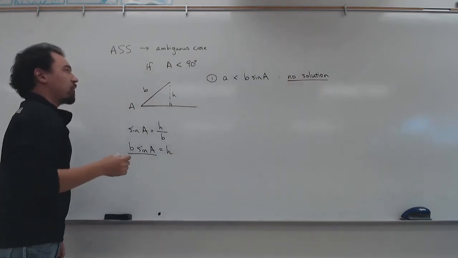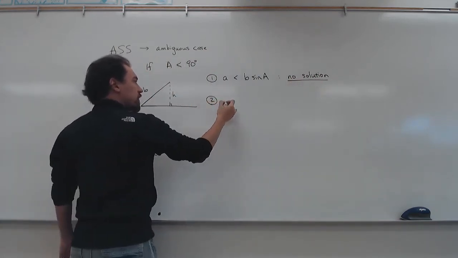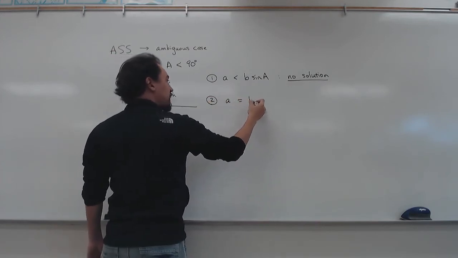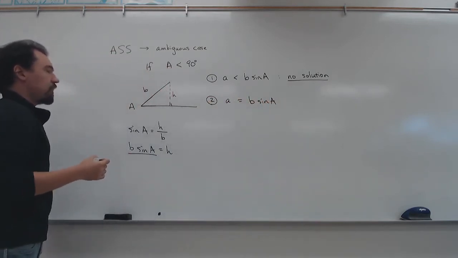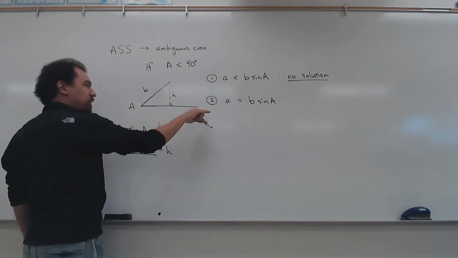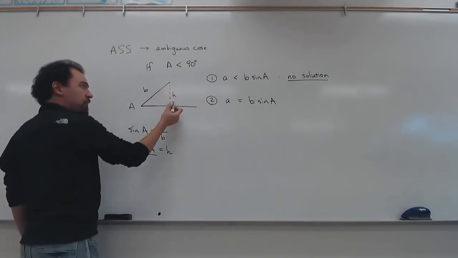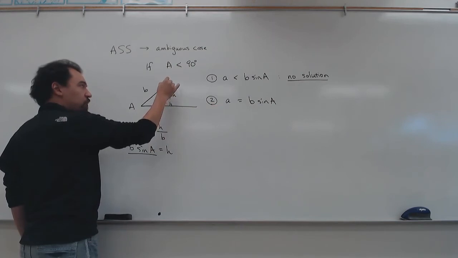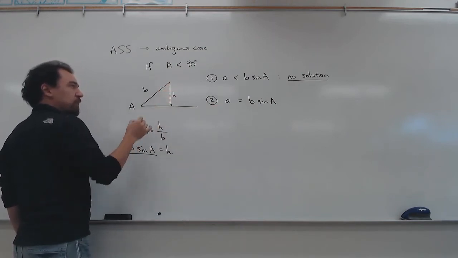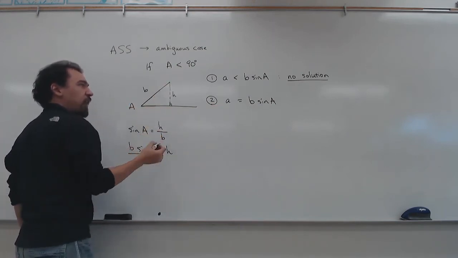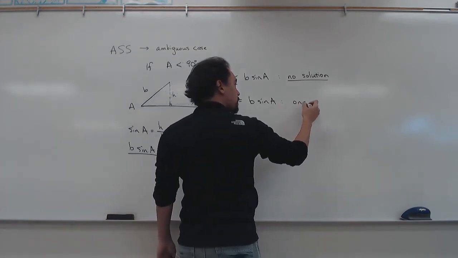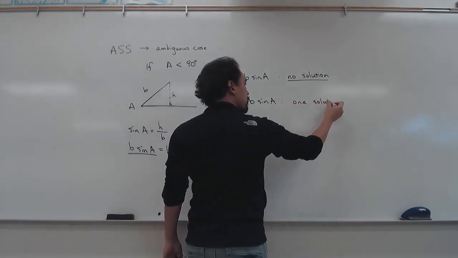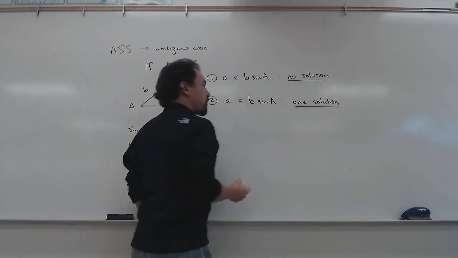Okay. Now, what if side length a is exactly equal to b sine A? In that case, a is going to coincide with the altitude h, which means I would draw side length a straight down, and then I would have a right triangle. In this case, I would have one solution, and that would be a right triangle.